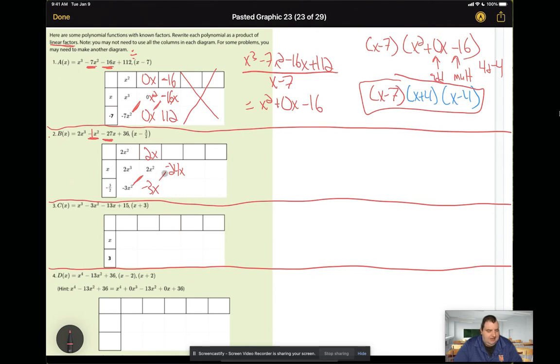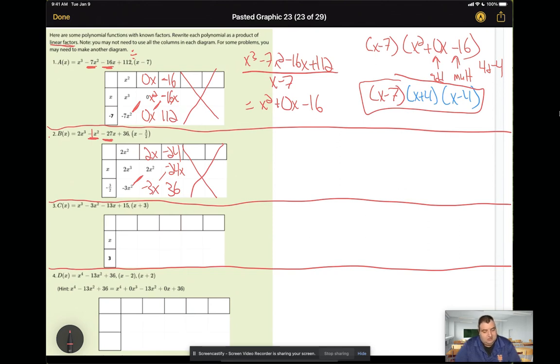Third column, x times what is negative 24x? That's going to be a negative 24, right? X times negative 24 is a negative 24x. And then if we multiply that out, negative 24 times negative 3 halves is going to be positive 36. And again, because I'm down to a constant term, I'm done, which means I don't need these last two columns.